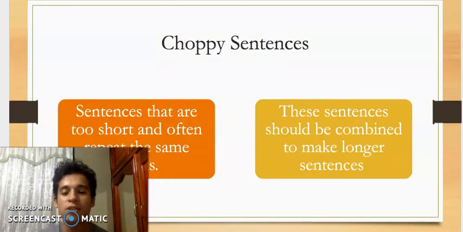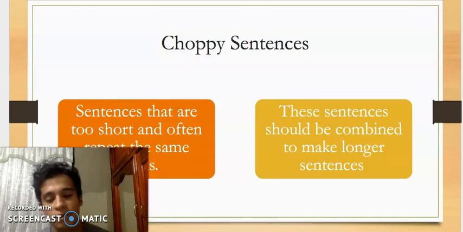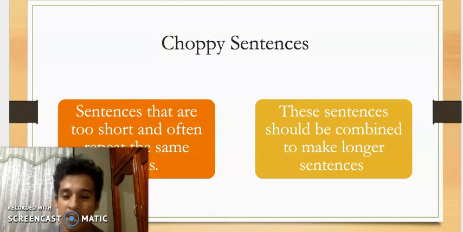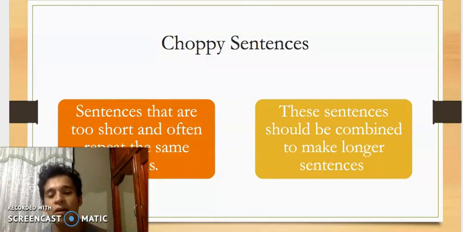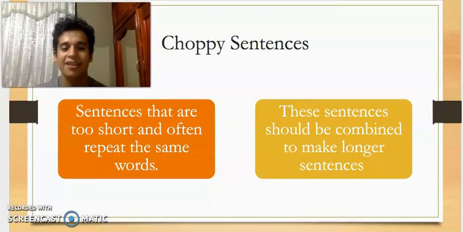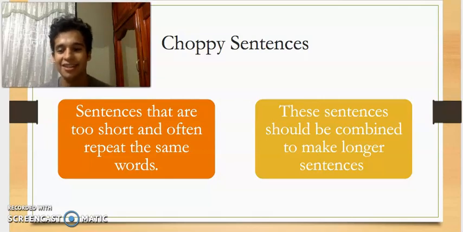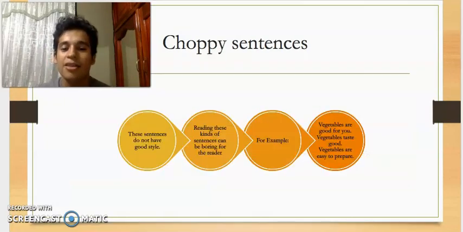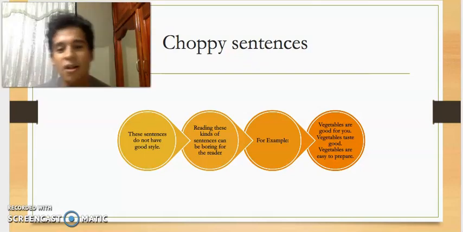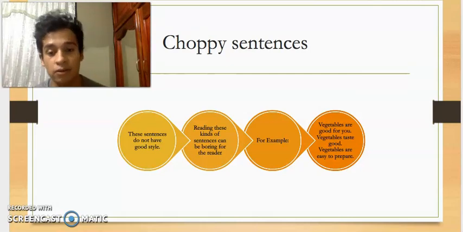Now, the second most common error in writing sentences is choppy sentences. Now, what is a choppy sentence? Choppy sentences are sentences that are too short and often repeat the same words. These sentences should be combined to make longer sentences. They do not have good style. Reading these kinds of sentences can be very boring for the reader. It can also make the reader misunderstand the meaning of your sentences.